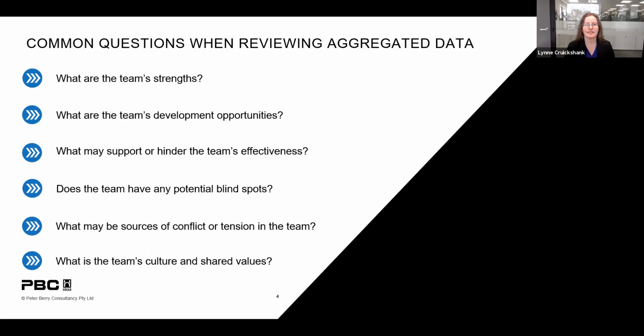And finally, the last aspect that we may want to ask and look at, particularly when it comes to the MVPI, is what is the team culture or what are the team's shared values. So these are some of the common questions that we might ask or have in the back of our mind when we are reviewing aggregated data. I'll open it up. Does anyone have any other questions or things that are running through their mind that they want to look for when they are looking at the aggregated data?